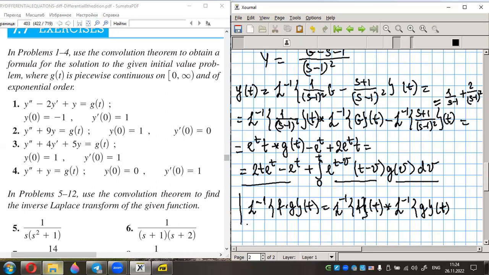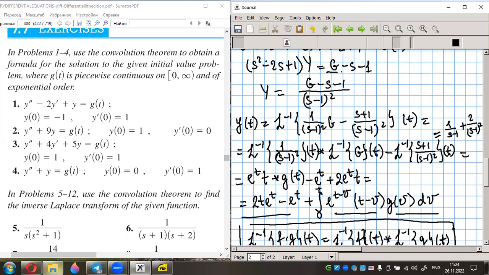The first one is also big F, right? I mean, the inverse Laplace of small f of t. Yes, you can write big F. In our case, we have big G, and big G is the Laplace of g. Okay, is it clear? Yes.